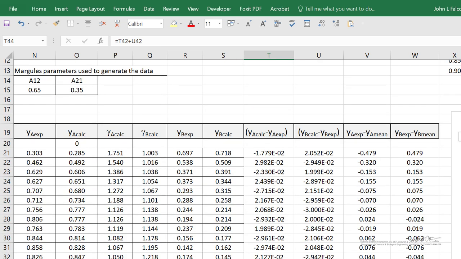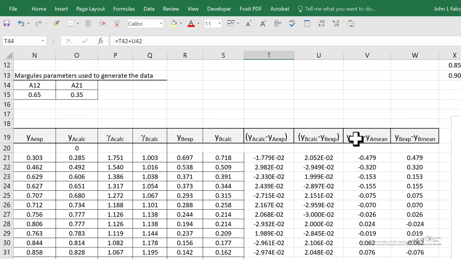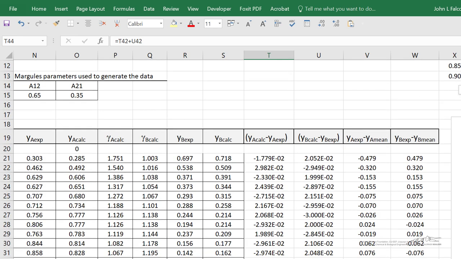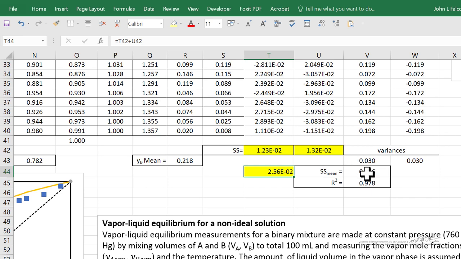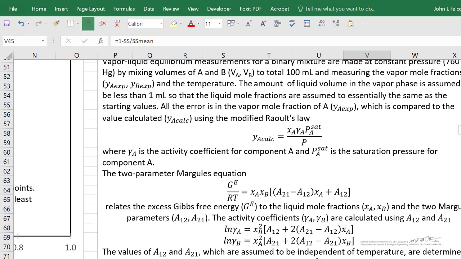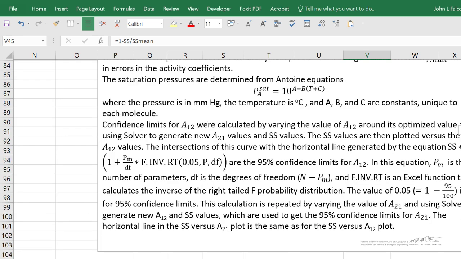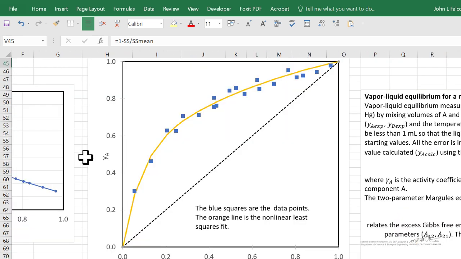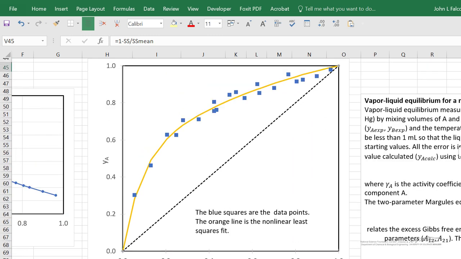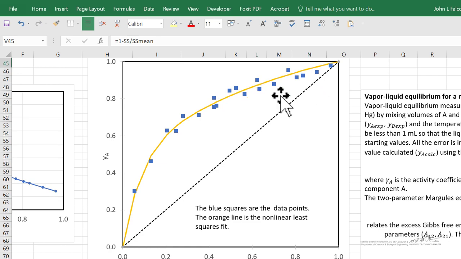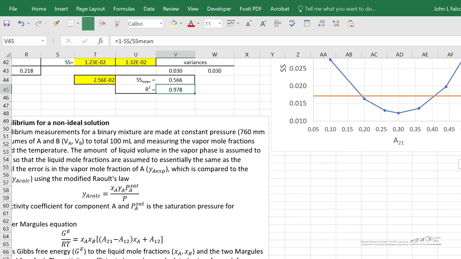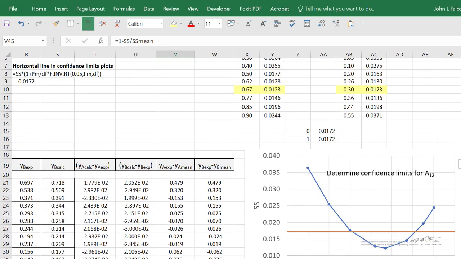These two other columns are comparing the experimental measurement for A and B to the average, the mean for A and B, and we use that to calculate the R-squared value. The spreadsheet has detailed explanations of what we're doing. It also shows a plot of YA versus XA, and you can see the fit is the orange line from the modified Raoult's law, and the squares are the data points. Confidence intervals are calculated over here.